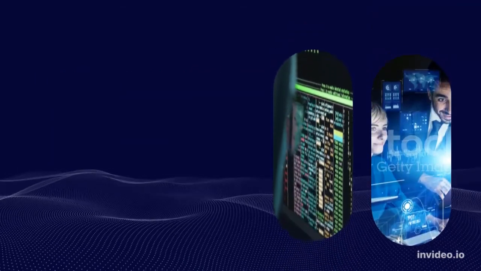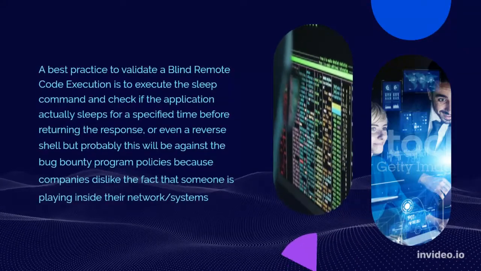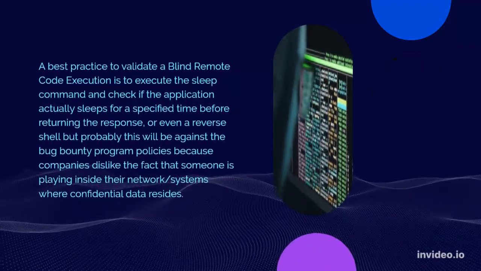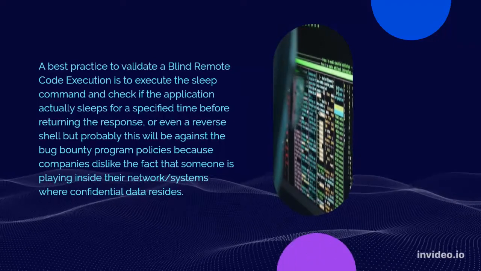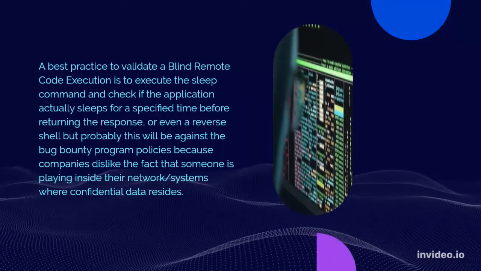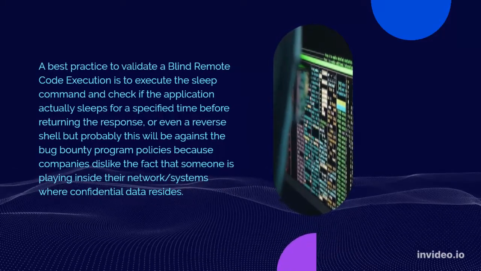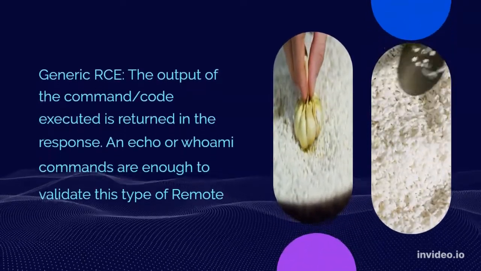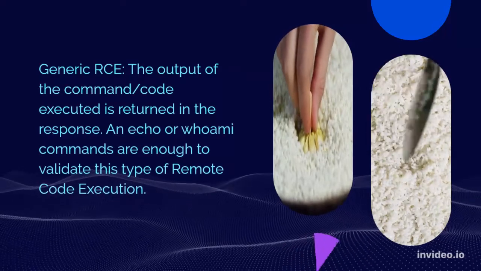A best practice to validate a blind remote code execution is to execute the sleep command and check if the application actually sleeps for a specified time before returning the response, or even a reverse shell, but probably this will be against the bug bounty program policies because companies dislike the fact that someone is playing inside their network/systems where confidential data resides. Generic RCE: the output of the command/code executed is returned in the response.